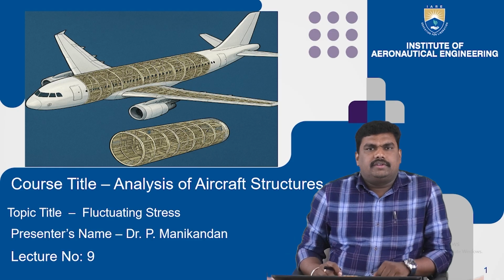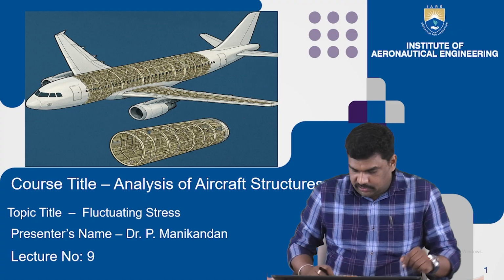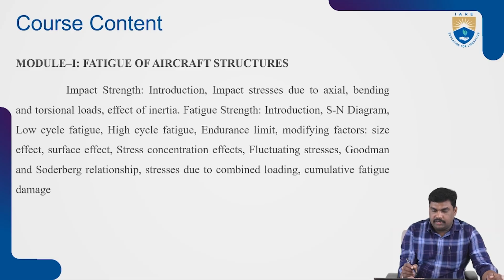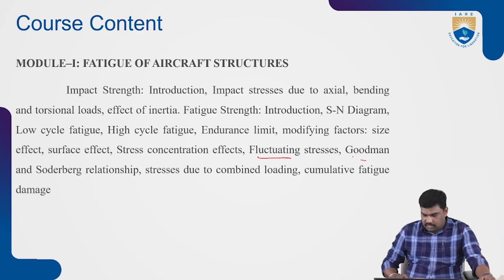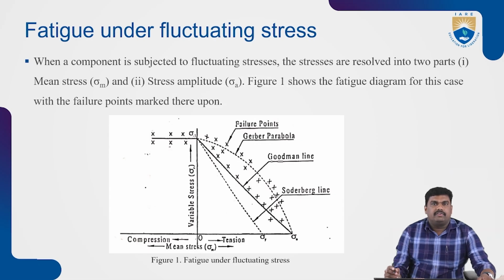So today in the subject Analysis of Aircraft Structures, we're going to see the topic fluctuating stress. Already we have seen impact strength due to axial, bending and torsional loads, effect of inertia, fatigue strength, the parameters affecting fatigue, what is high cycle fatigue, what is low cycle fatigue, and modifying factors. And now fluctuating stress and the Goodman and Soderberg relationship is what we will see today. So, fatigue under fluctuating stress.